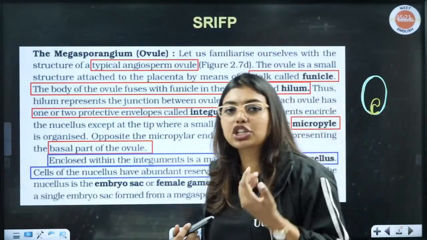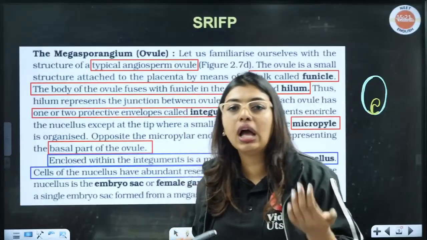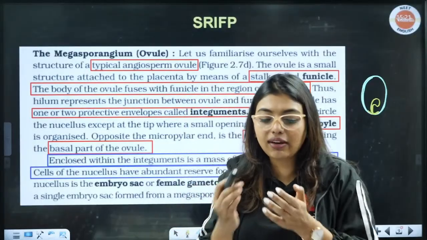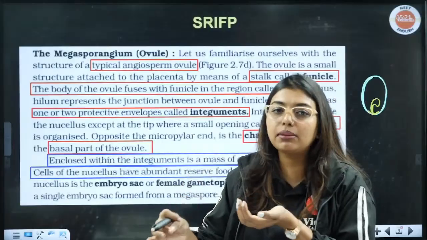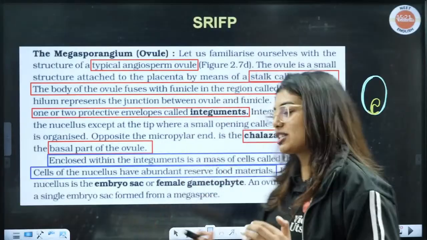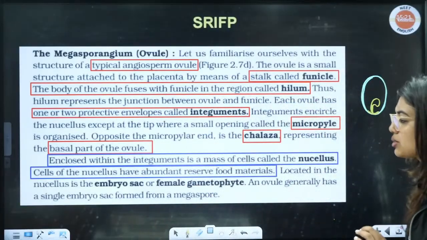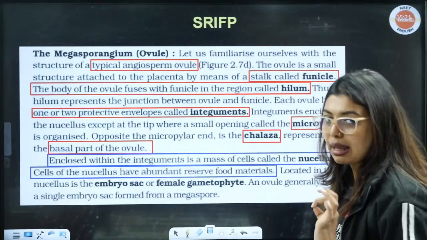If I am giving nourishment to you, that means I am giving food to you. I should have more food, no? I cannot have only this much food and be like, okay, you take from my plate. So, more food reserve should be there, okay? Located in the nucellus is the embryo sac or the female gametophyte.